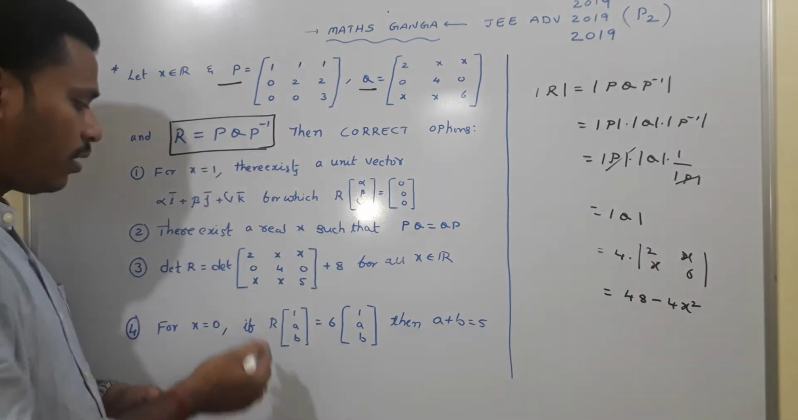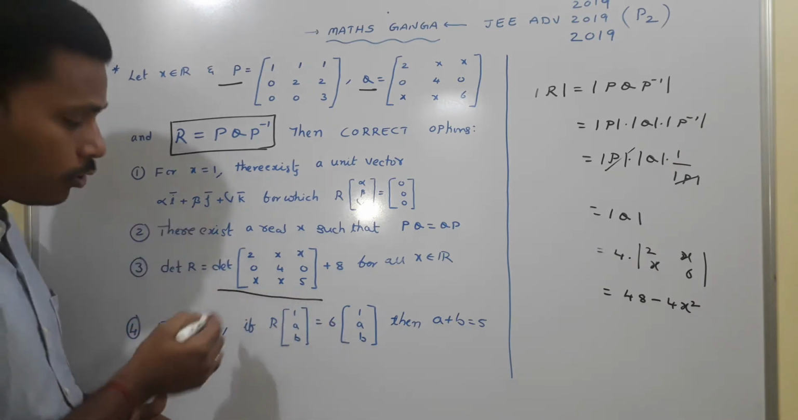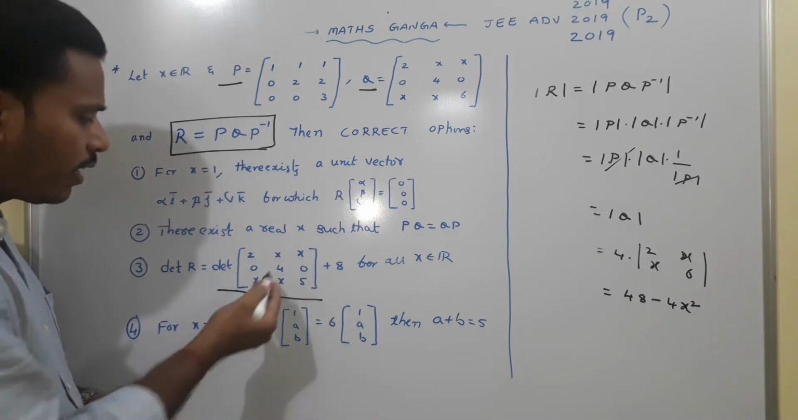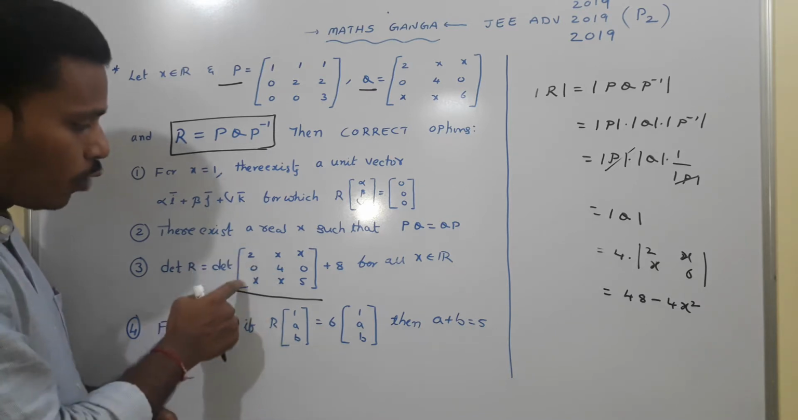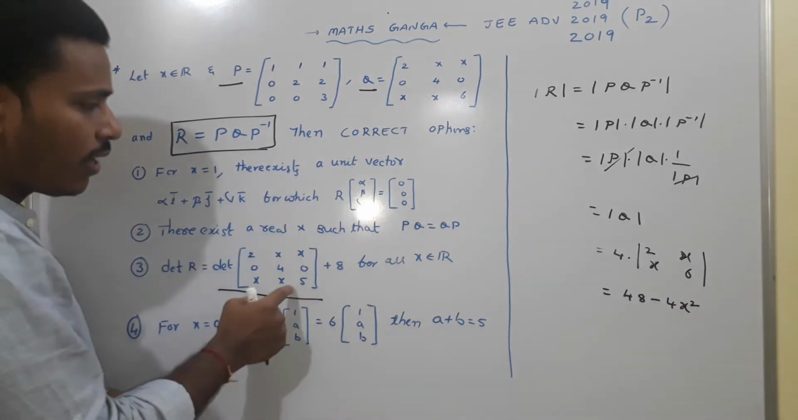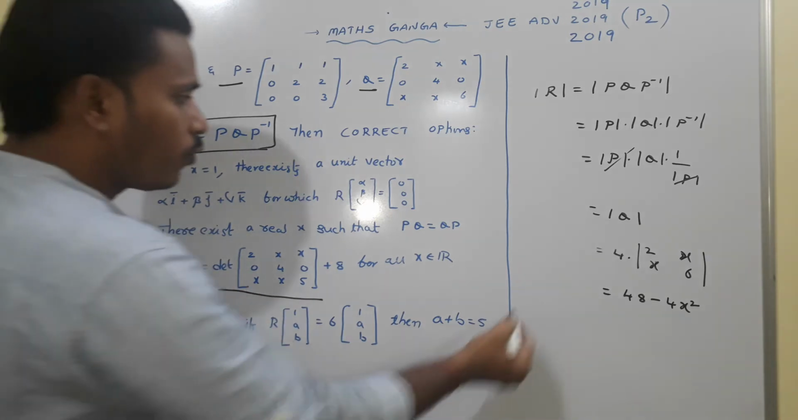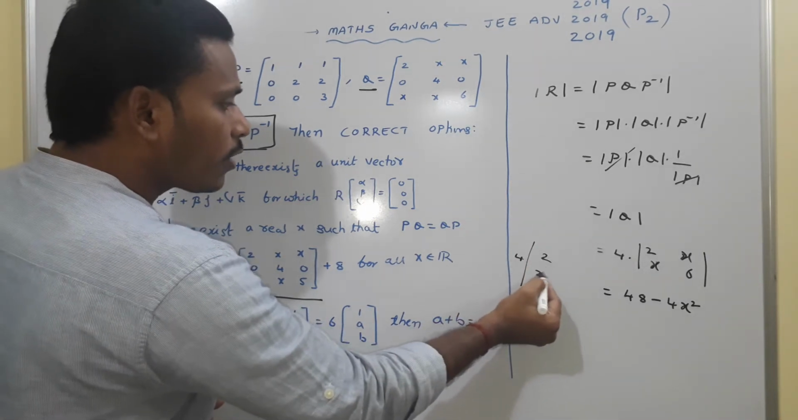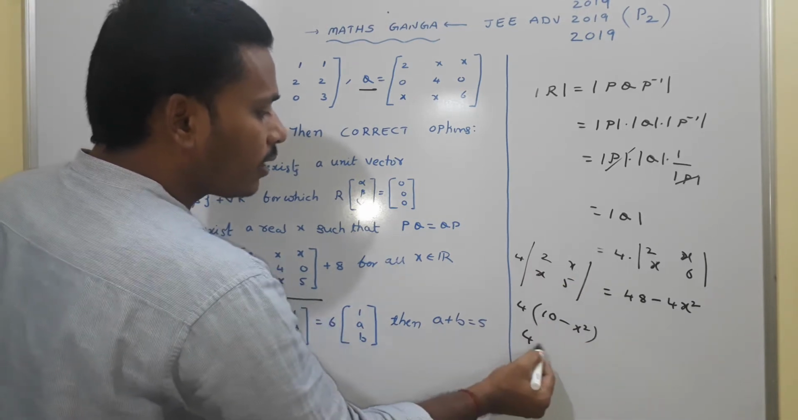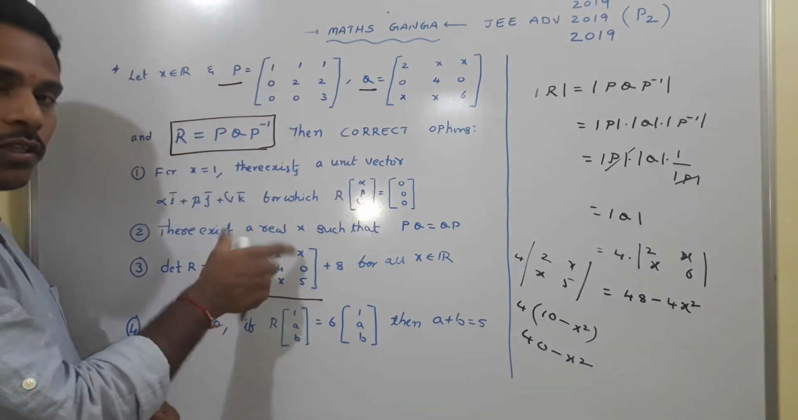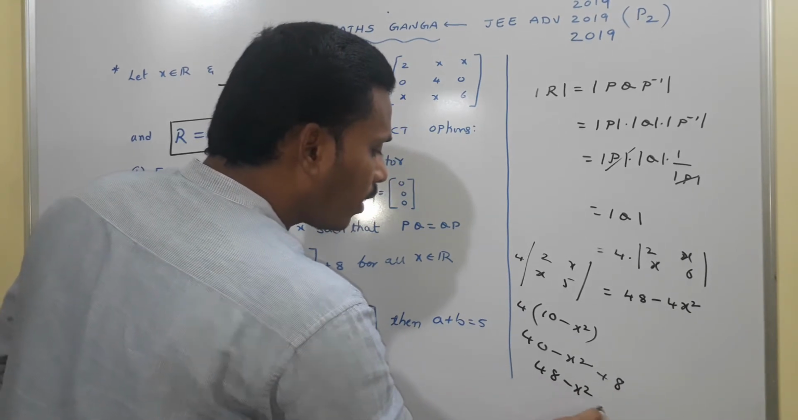Now we need to calculate the determinant of this one. Again, if you observe, for this problem also, these two elements are zeros. So directly we can calculate this determinant. This determinant is 4 times the determinant of 2x, x, 5. Instead of 6, here we have 5. So that is 4 into 2x, x, 5, which is 4 into 10 minus x squared, and that is 40 minus x squared. The determinant of this is 40 minus x squared. If you add 8 to this, it will become 48 minus x squared.